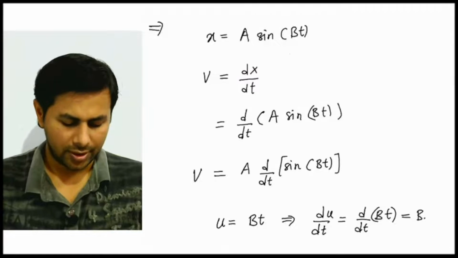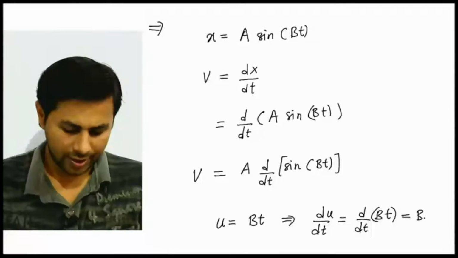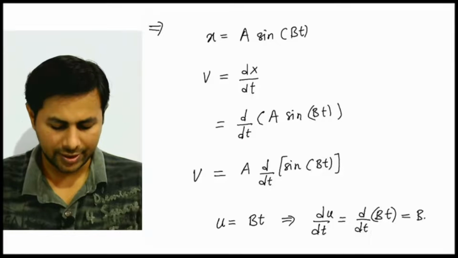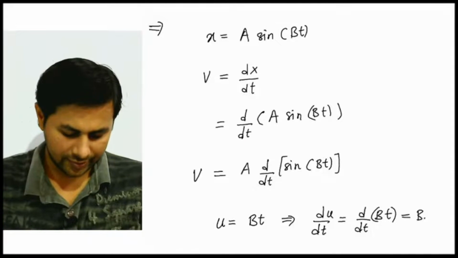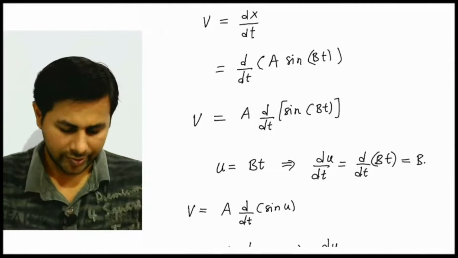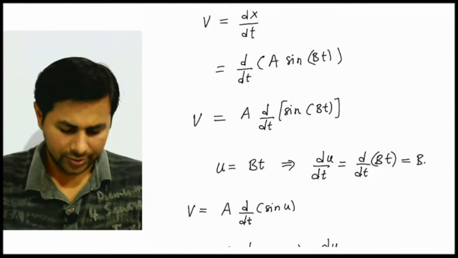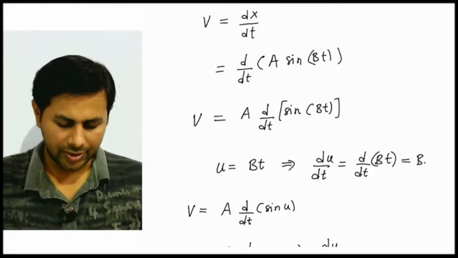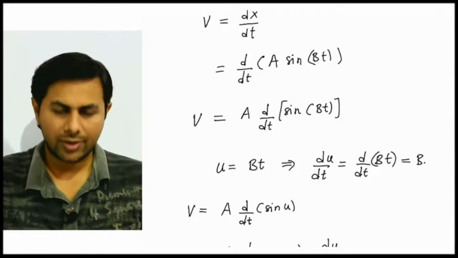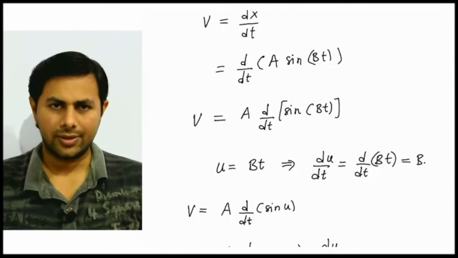So this is answered. We have x equals a sine bt, and we know that velocity is dx by dt. So let's substitute a sine bt in place of this x. So we get d by dt of a sine bt, and that is a multiplied by d by dt of sine of bt. Okay, because a is a constant, we can take it outside of the derivative. So now we have to take the derivative of sine of bt over here. It's not the derivative of sine of t. So here we have some other function, and that's why we have to apply the chain rule. And what is the chain rule?